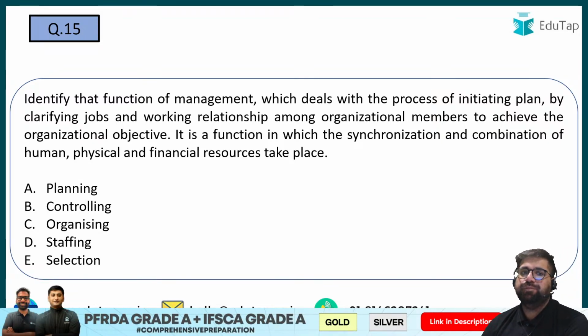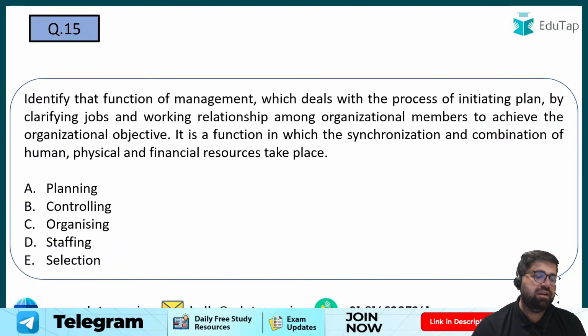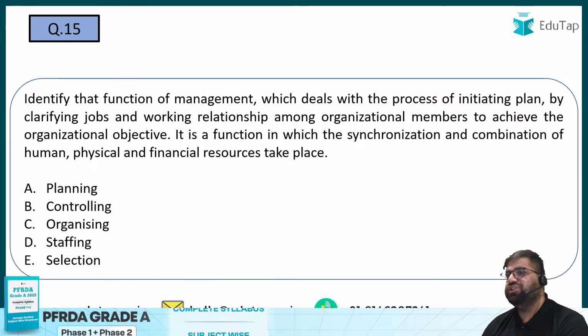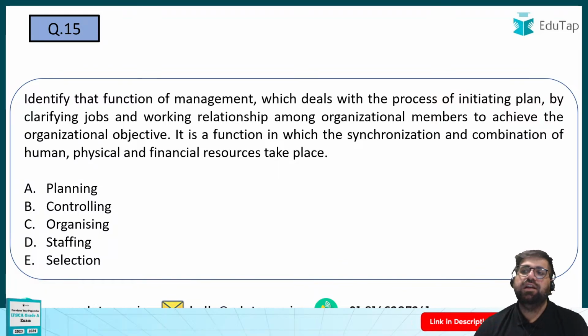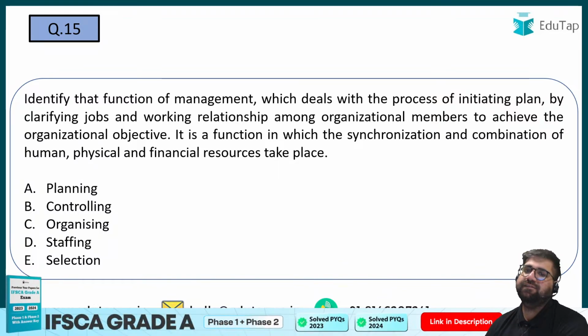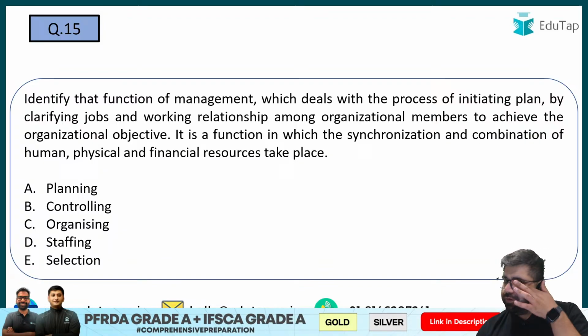Question number 15. Identify the function of management which deals with the process of initiating plan by clarifying jobs and working relationship among the organizational members to achieve the organization objectives. It is the function in which the synchronization and combination of human, physical, and financial resources takes place. So you have question number 15 in front of your eyes. Please take some effort to address it.